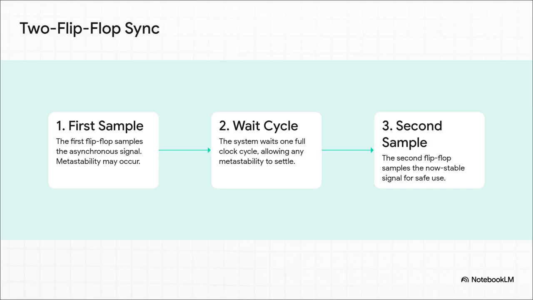Here's how it works. First, the signal arrives and gets captured by the first flip-flop. Now, this is the danger zone. This is where that metastability might happen. But, and this is the genius part, the system just waits. It gives it one full clock cycle for that wobbly, uncertain signal to settle down into a definite 0 or 1. Only after that waiting period does the second flip-flop come in and take a clean, stable reading.